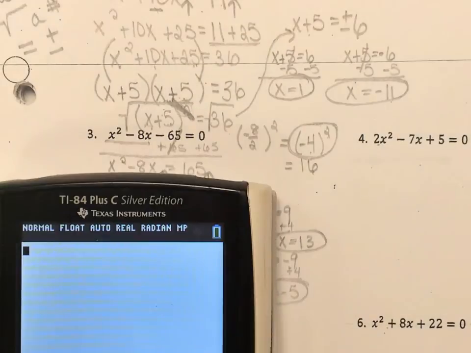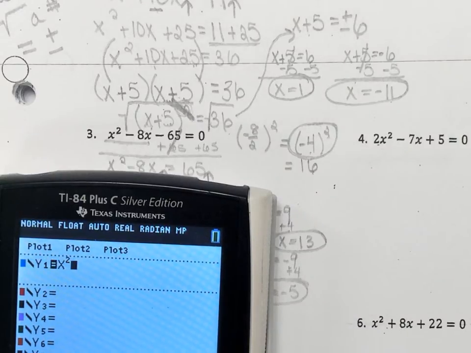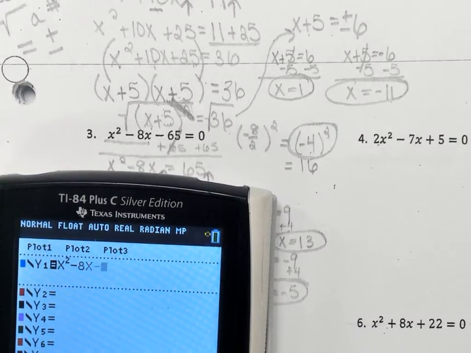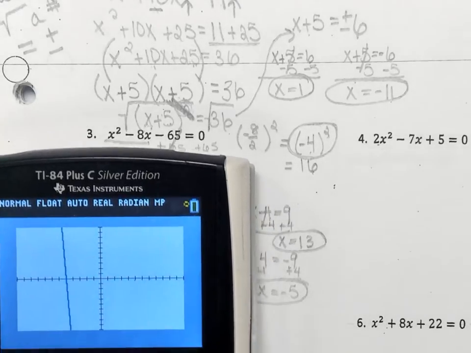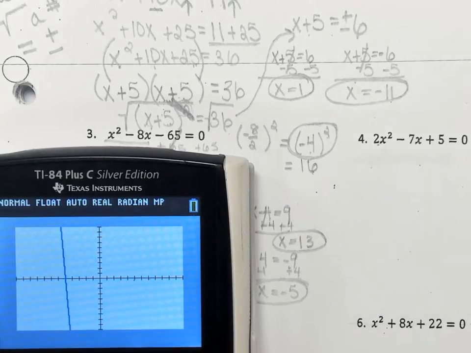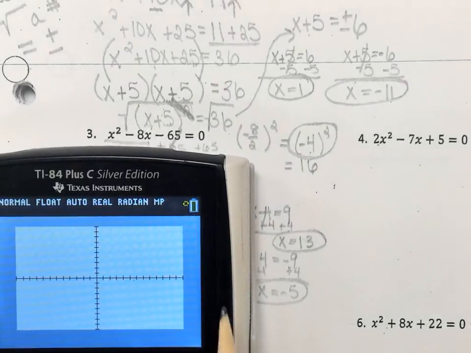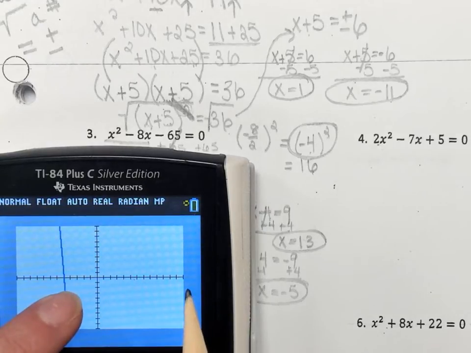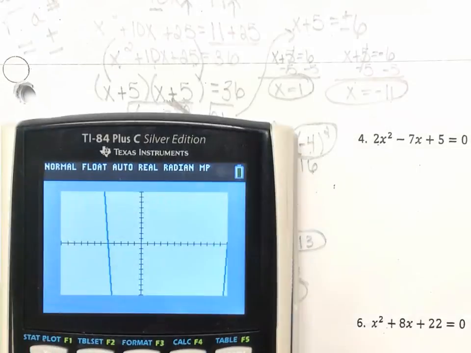So if I use my handy dandy calculator, x squared minus 8x minus 65. Let's see, there's negative 5 right there. And I can't see 13. Let me make it bigger. And it should hit at 13 right here. Hold on. There's 5, negative 5. And there's 13 right there. Yep. Sweet.